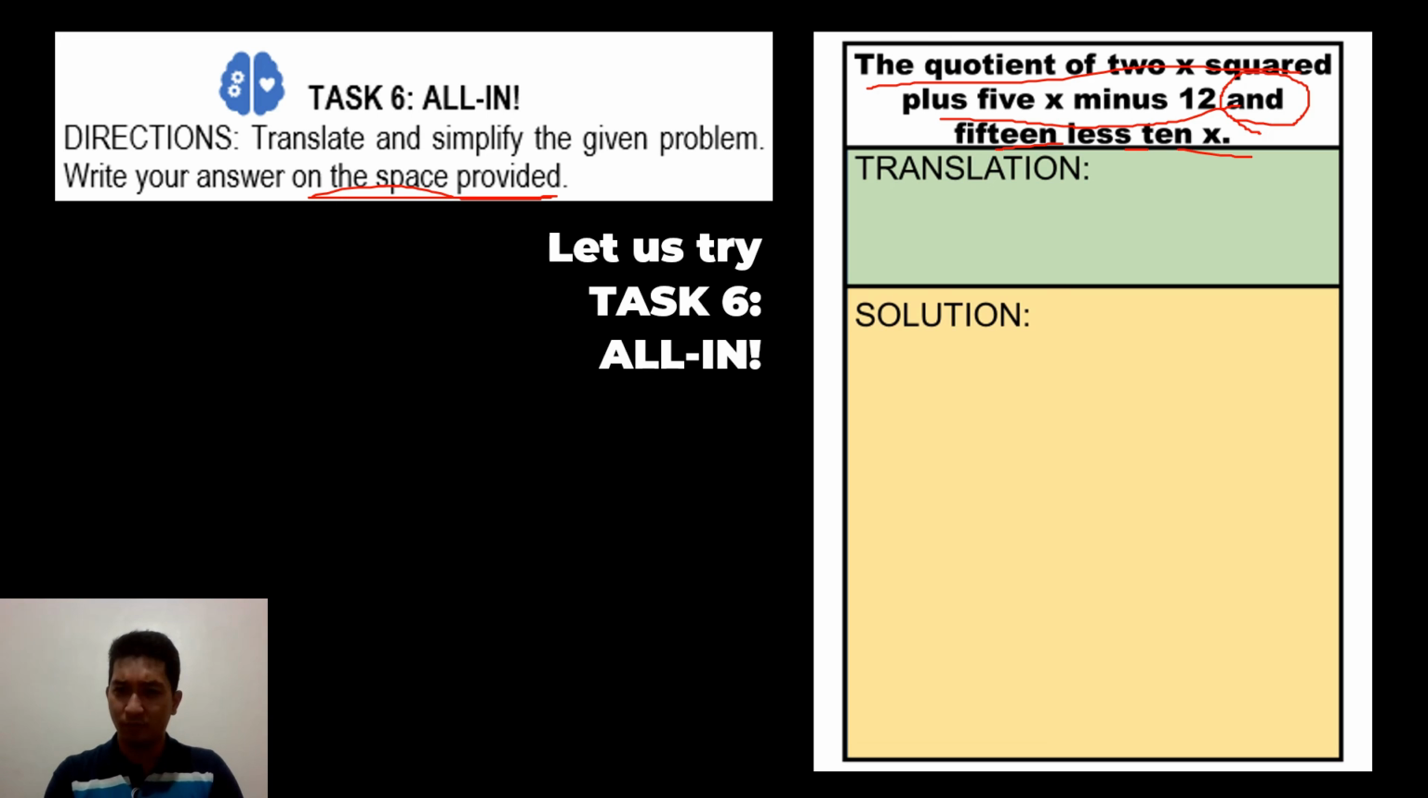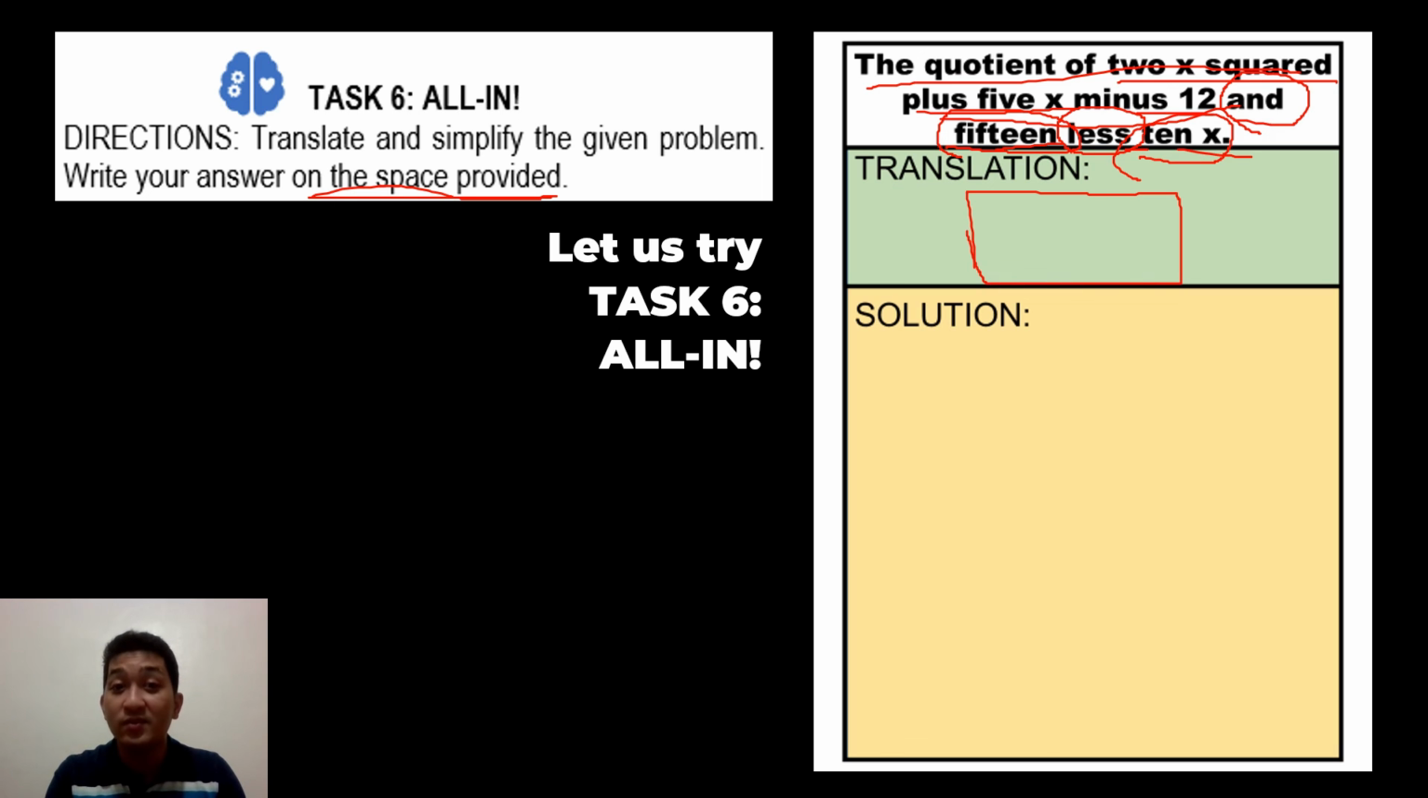So, ano yung numerator? 2x squared plus 5x minus 12. Okay? Trinomial yon. And then, and, ibig sabihin yung nasa baba, denominator, 15. Less. Ano ba ibig sabihin ng less? Minus. 15 minus 10x.